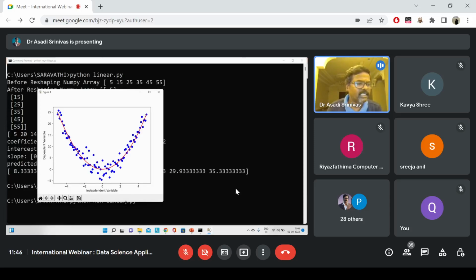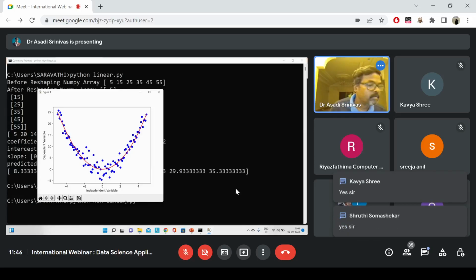My screen is visible. Can anyone answer in the chat box, please, whether my screen is okay? Kavya madam gave the answer. Thank you madam for acknowledging.